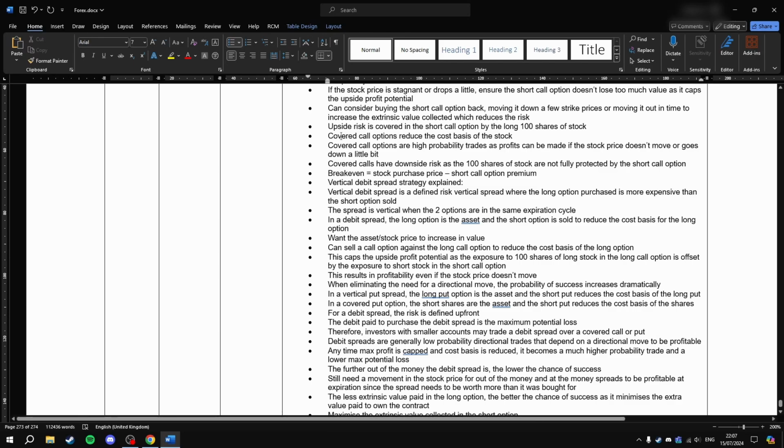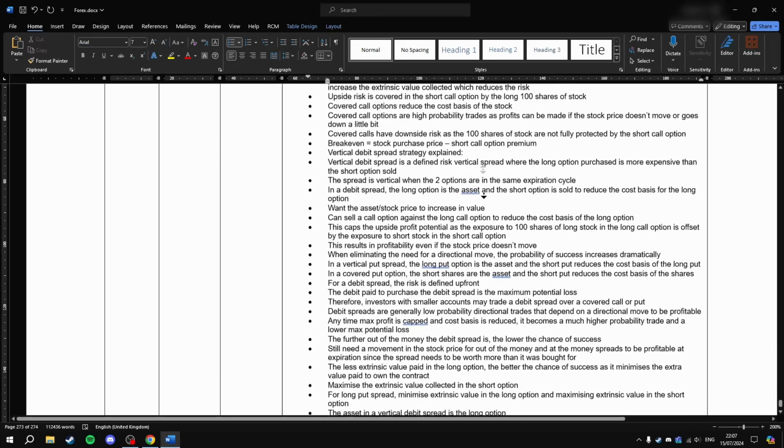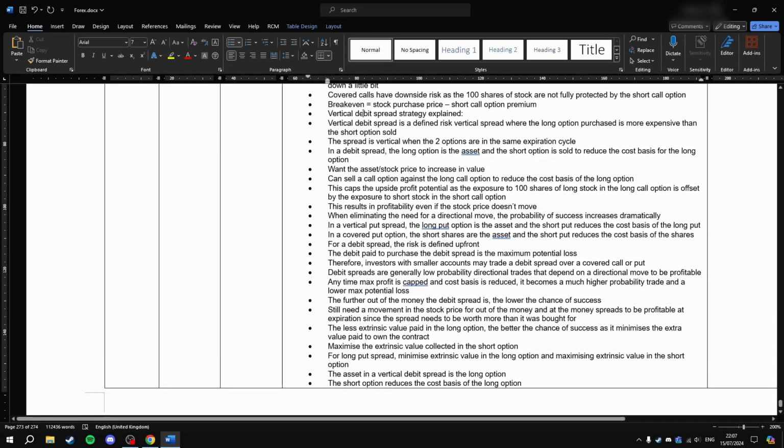Upside risk is covered in a short call option by the long 100 shares of stock. Covered call options reduce the cost basis of the stock. Covered call options are high probability trades as profits can be made if the stock price doesn't move or goes down a little bit. Covered calls have a downside risk as 100 shares of stock are not fully protected by the short call option. Break even is equal to stock purchase price minus the short call option premium.